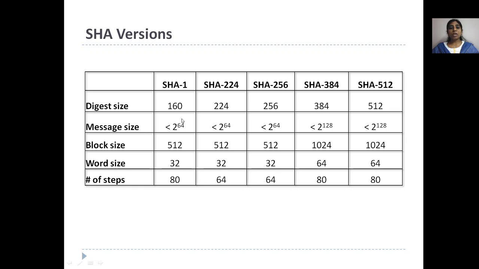In SHA-1 we are going to use a message digest of 160 bits. In 224 we use 224, in 256 we use 256, in 384 we use 384, and in 512, 512 bits. The block size is 512 bits in SHA-1, 224 and 256, and 1024 bits in 512 and 384. The word size is 32 up to 256, and 64 for 384 and 512. The number of steps also depends upon the algorithm that we use.